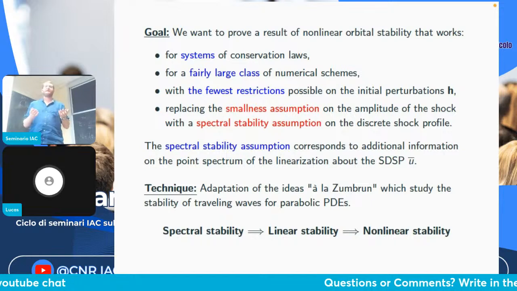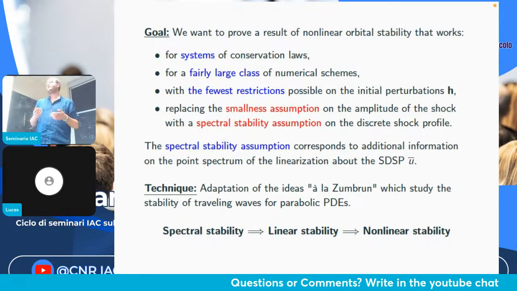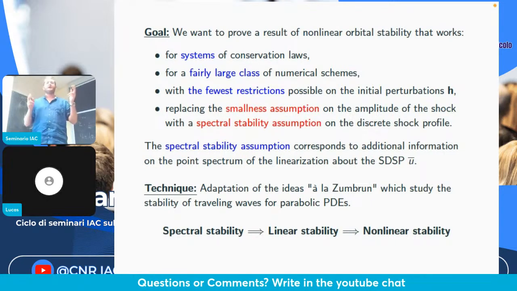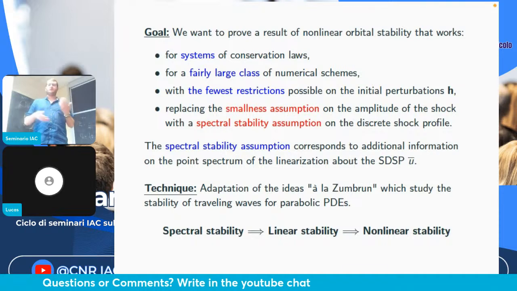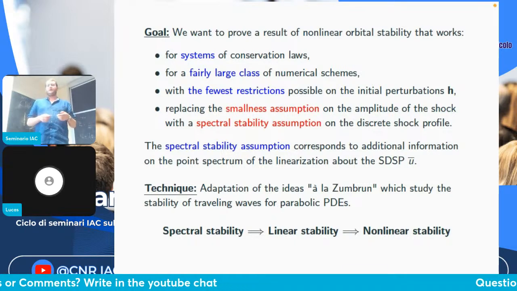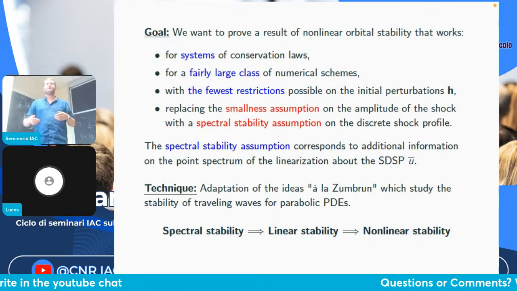Now, to do this, the idea that was proposed is to adapt techniques à la Zumbrun. When we say à la Zumbrun, it's because he is a recurring author on the papers, but with, for instance, Peter Howard or Corrado Mascia.